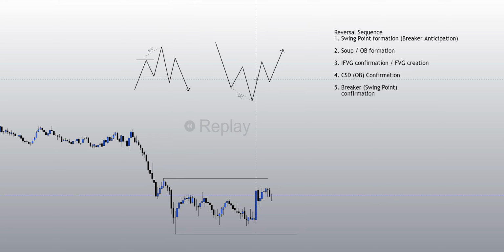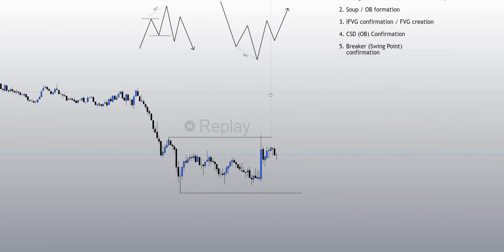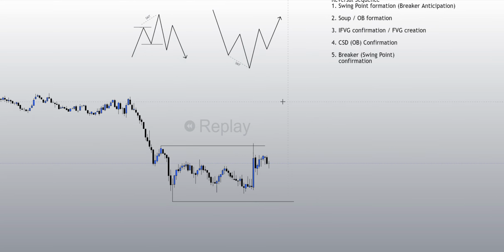Now, if there's no swing point, if there's no breaker that we can expect to confirm, price can't reverse. Now let's take a look at that in real time. Here we have Friday's price action. Friday's price action is as follows.